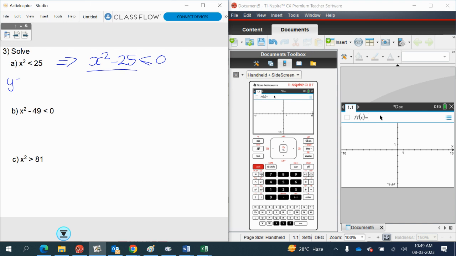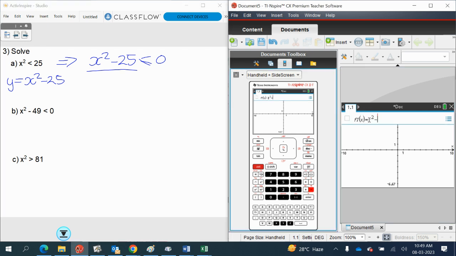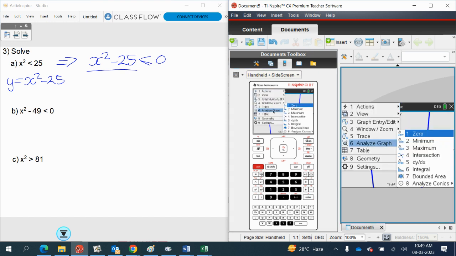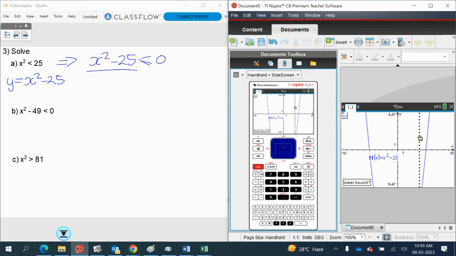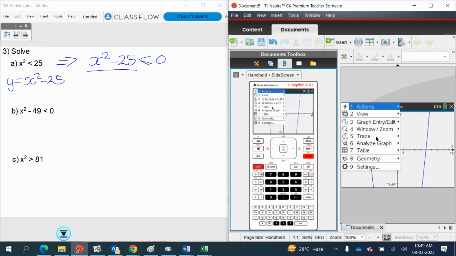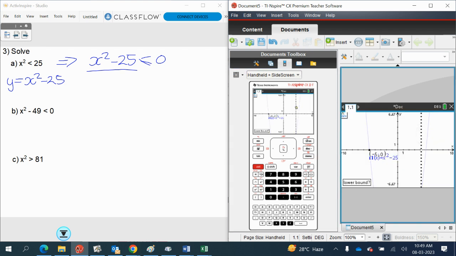So we can graph y is equal to x squared minus 25 on our calculator. So let's graph x squared minus 25. You see it on the graph. It's negative here in the third and fourth quadrants. So we want to find the 2 points where it crosses the x-axis. We can find the x-intercepts by analyzing the graph, finding the zeros here and here.